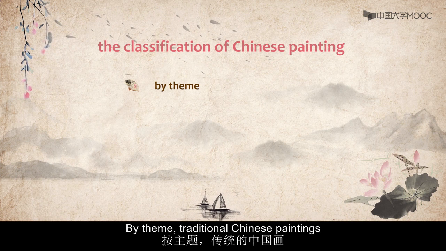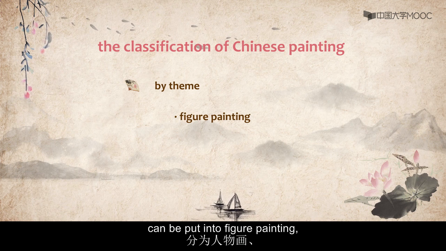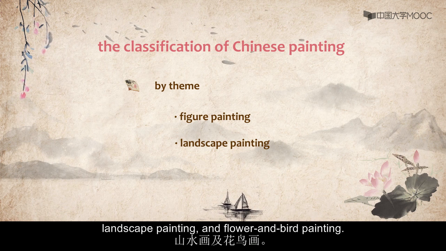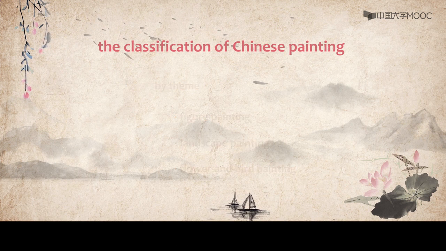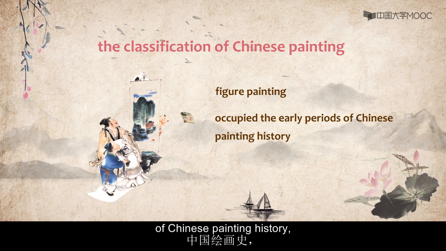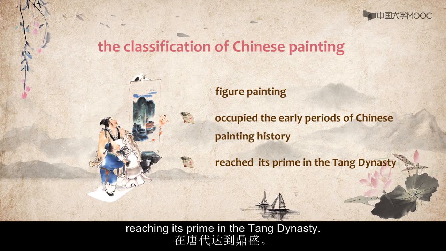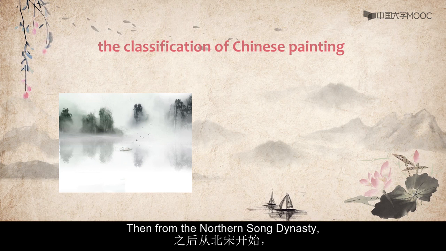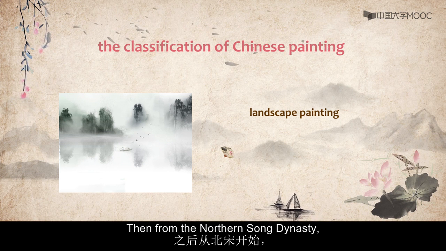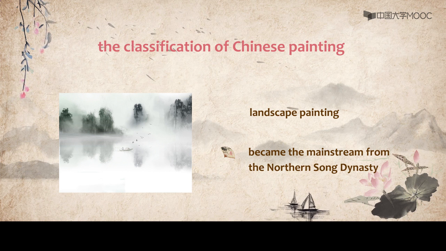By theme, traditional Chinese paintings can be put into figure painting, landscape painting, and flower and bird painting. Figure painting occupied the early periods of Chinese painting history, reaching its prime in the Tang Dynasty. Then, from the Northern Song Dynasty, landscape painting became the mainstream.